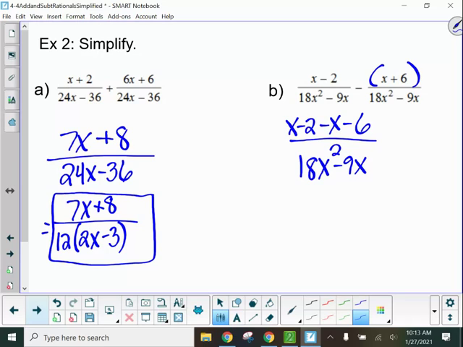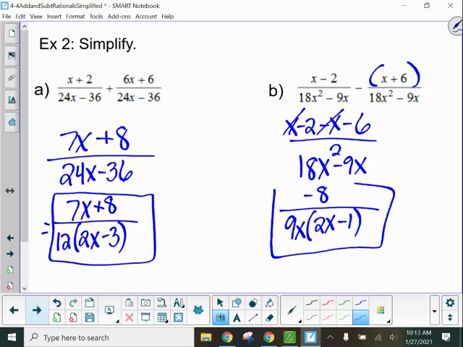So let's go through and combine terms. And the denominator, we can factor something out of that. 18x squared minus 9x, I can divide those both by 9x, and I'm left with 2x minus 1. On the top, x and minus x add out. Negative 2 minus 6 gives me a negative 8. There's nothing that I can divide out, nothing I can reduce. So that would be my final answer for that one.